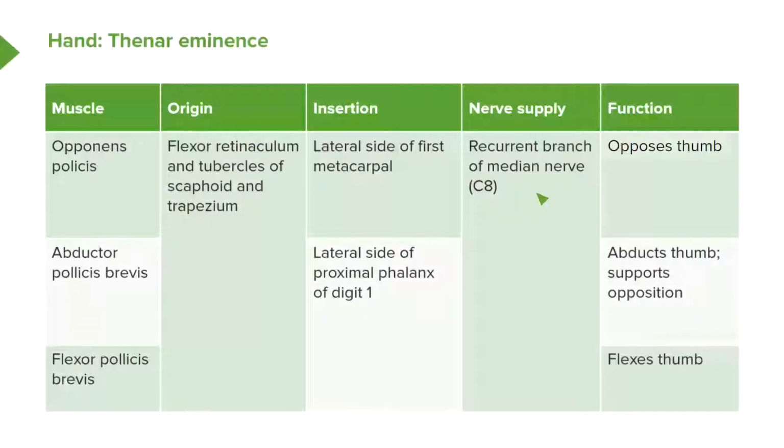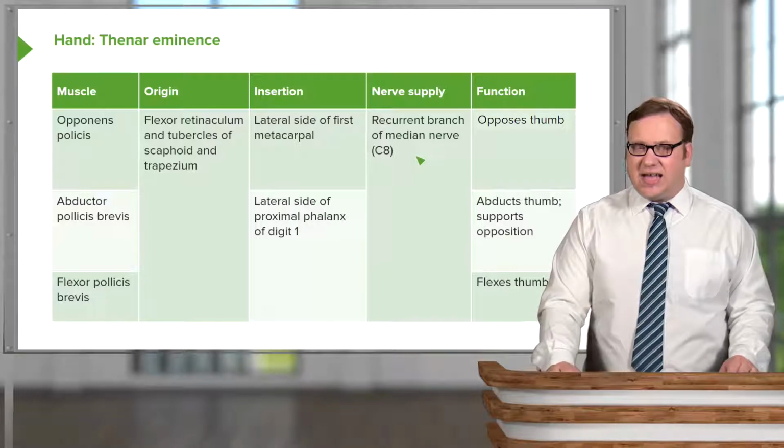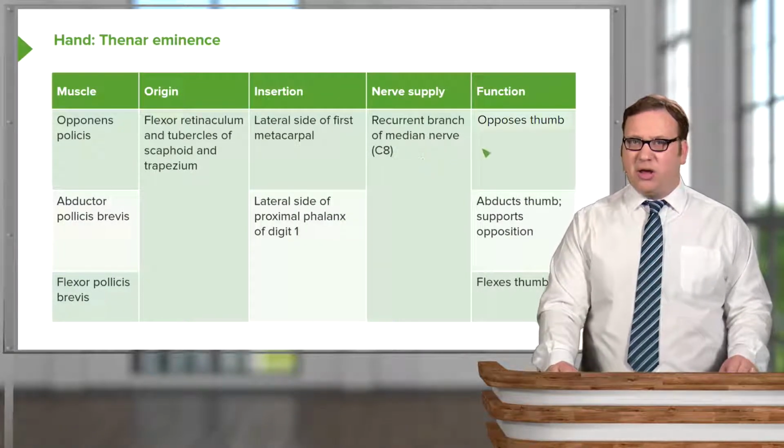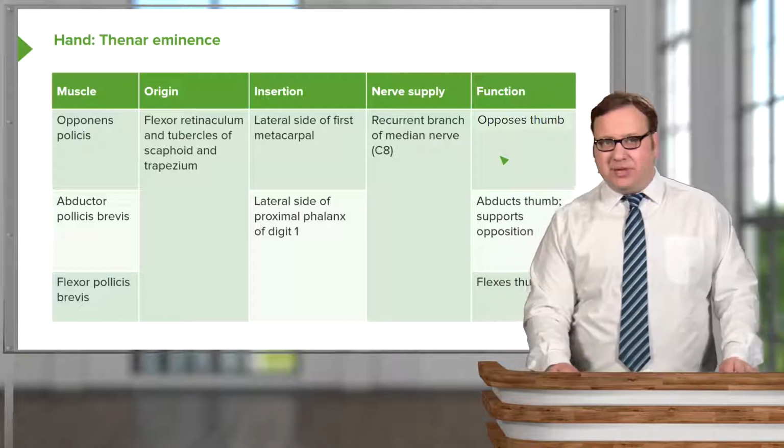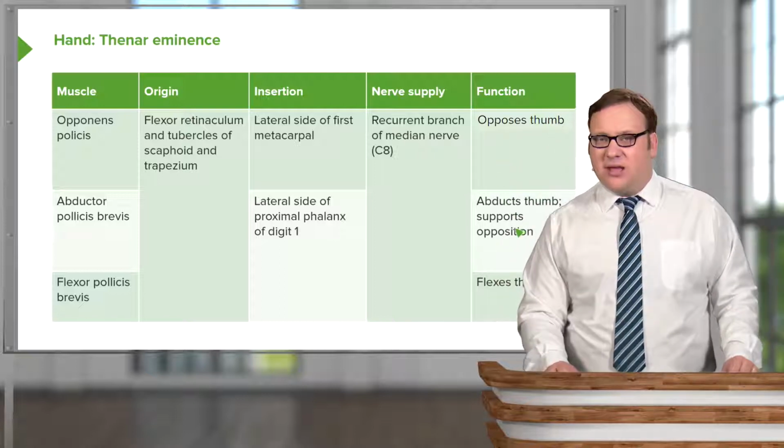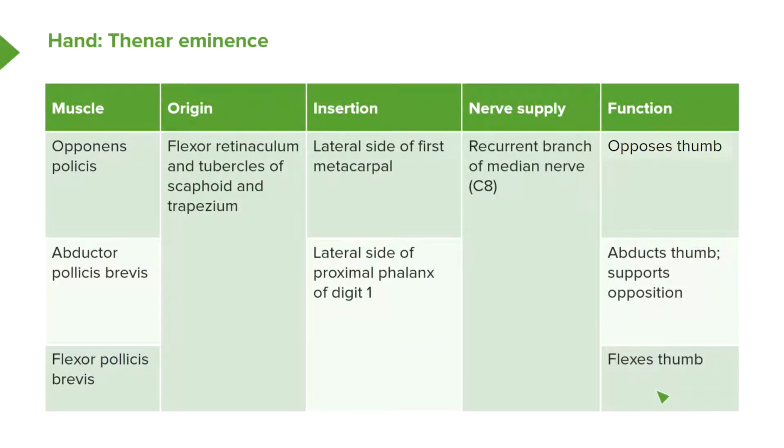All of these muscles, your thenar eminence, are supplied by a branch of the median nerve, and this is known as the recurrent branch of the median nerve. This nerve runs very superficial and can easily be damaged, but these three muscles are supplied by the recurrent branch of the median nerve. The function of these muscles really is as their name suggests. So opponens pollicis helps to oppose the thumb. Abductor pollicis brevis abducts the thumb and also supports opposition. And flexor pollicis brevis helps to flex the thumb. You should make sure you're happy with the movements of the thumb.